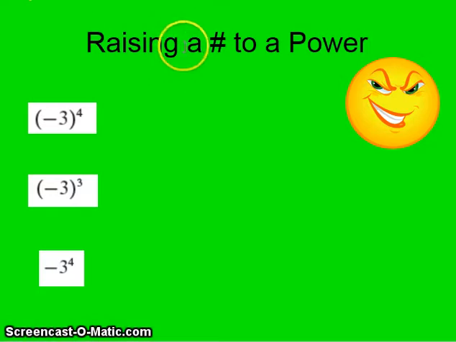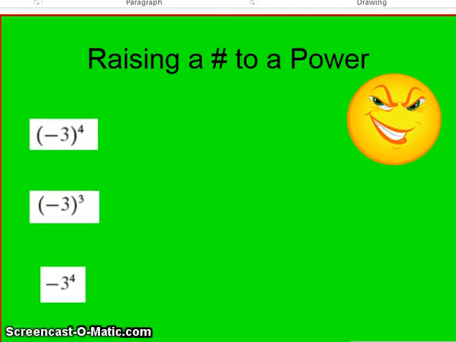Now the last thing we're going to talk about is raising numbers to powers, especially negative numbers. We know that when we raise numbers to powers, those powers just tell us how many times we multiply that particular number. So here we've got negative 3 to the 4th power. These parentheses imply that the negative is part of what we're raising to the 4th power. Remember, they're symbols of inclusion, so everything inside them is included in the operation. So here we're raising negative 3 to the 4th power.